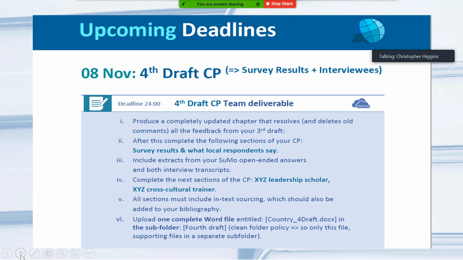If you can get good data from these interviews, that's what we want to see in the CP, to illustrate, support, clarify, explain, give more detail and richness. Okay? So as per usual, all of these sections need to include in-text sourcing, which should also be added to your bibliography.